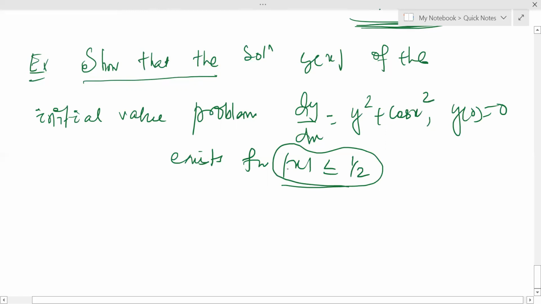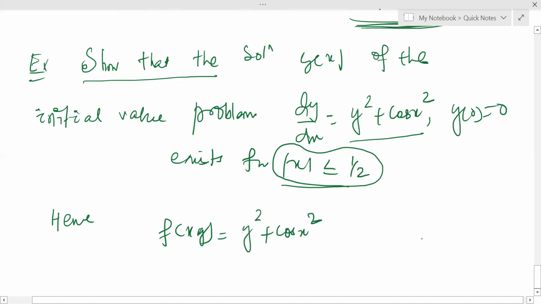In the present initial value problem, this is the f(x, y). Here f(x, y) is mentioned as y^2 + cos^2 x, and the initial condition is given here: x0 is 0 and y0 is also 0. We need to show the existence of this solution. We need to show that the existence criteria is satisfied for this problem.